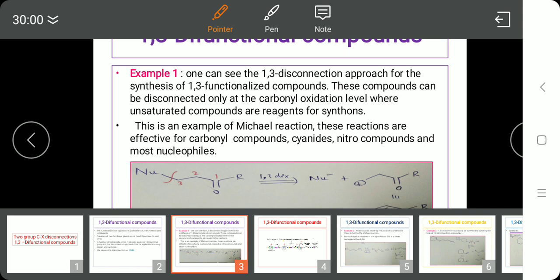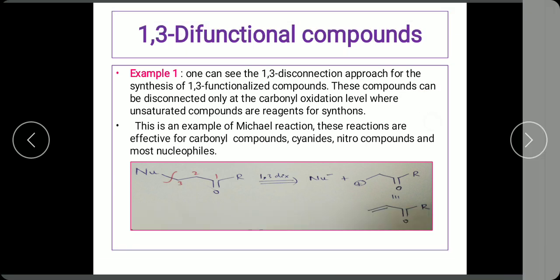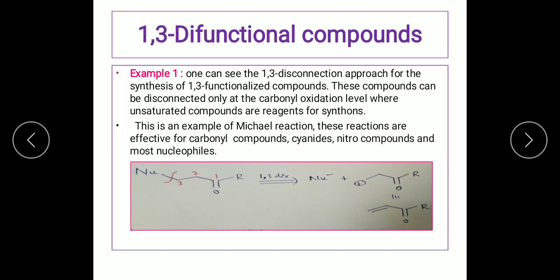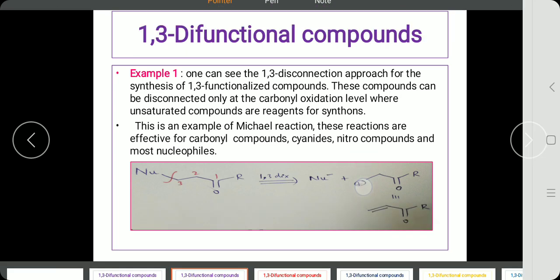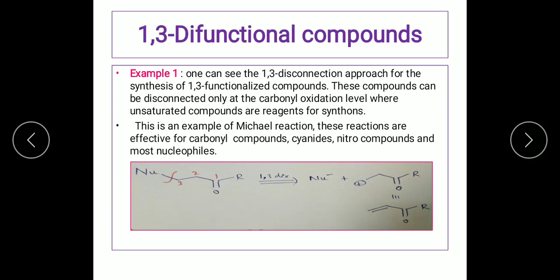Now, once we disconnect, we're going to write down 1,3 DIX above the retrosynthetic arrow, and then we're going to write down the synthons. The synthons are going to be Nu minus and the cation. Now this cation is a terminal carbocation, which is present at the terminal carbon. Now this is an sp2 hybridized carbon. That means that there are two more hydrogens which are linked to this carbocation.